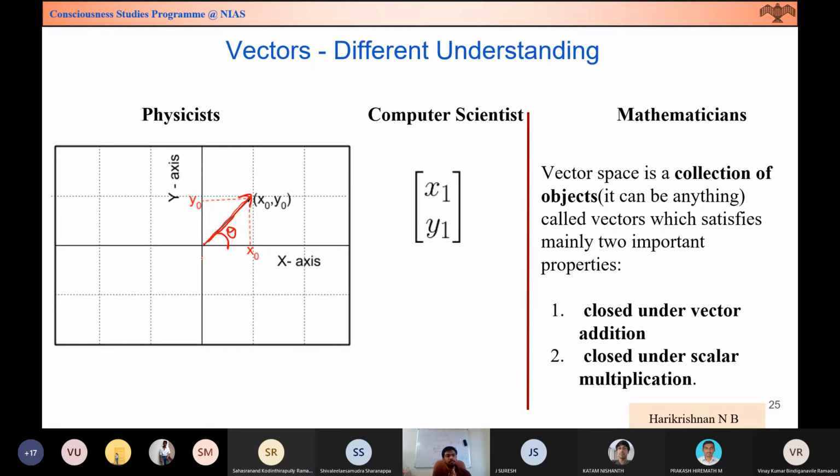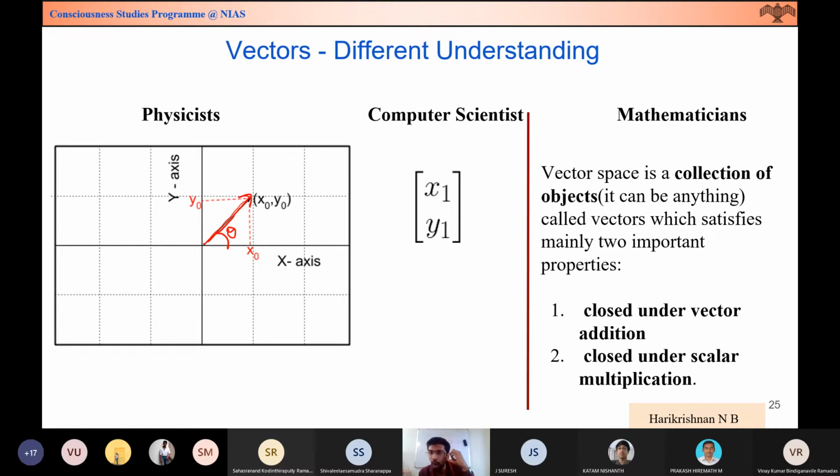For a computer scientist, vectors are nothing but an array of numbers, a list of numbers, that they play around with. And for a mathematician, they do not just speak about vectors. They say something called vector space, and vectors. So we will first understand what a vector space is.